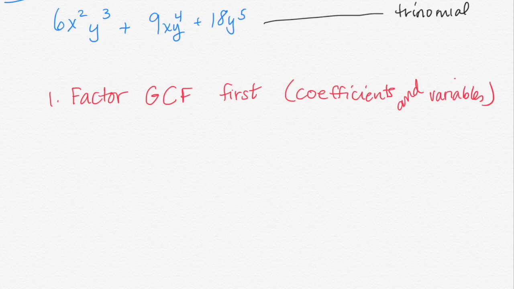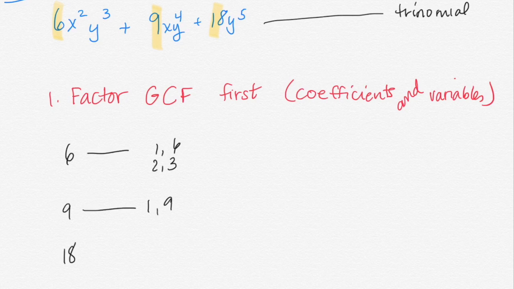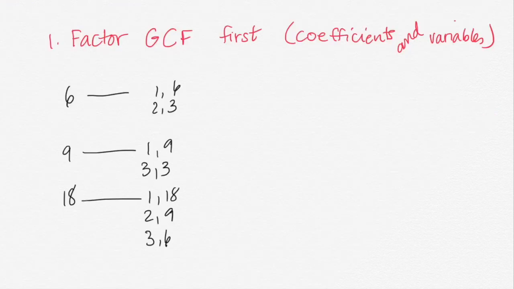Factoring polynomial expressions can get increasingly complicated as you start getting into exponents. Let's look at this one. We have 3 coefficients, 6, 9, and 18. I'm going to list all the factors so that I can come up with the greatest common factor between them. Once I do that, I realize that my greatest common factor is going to be a 3.